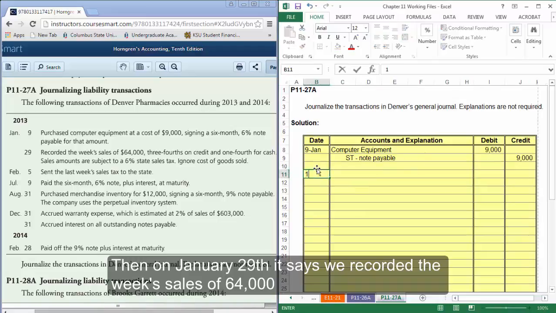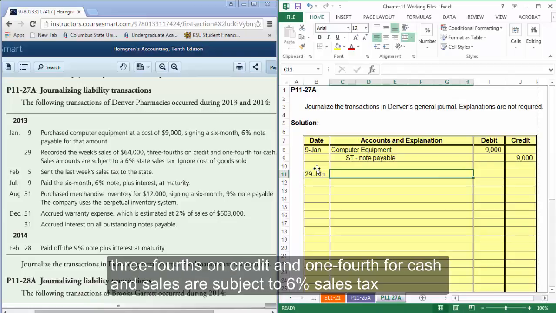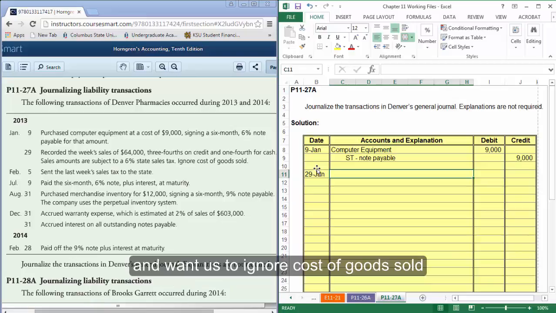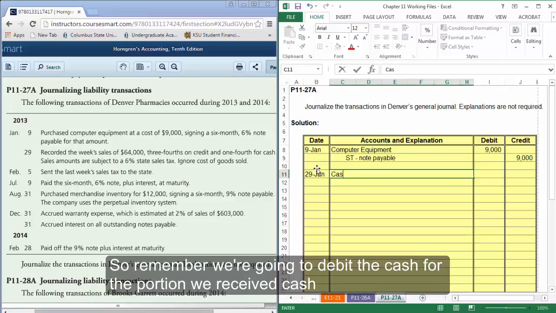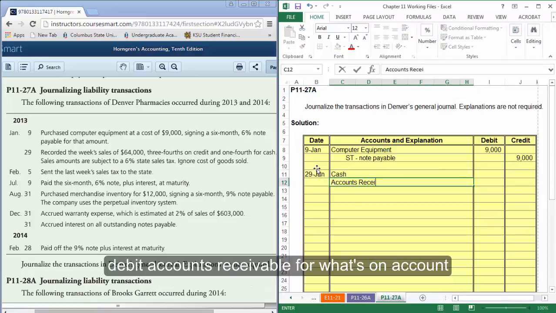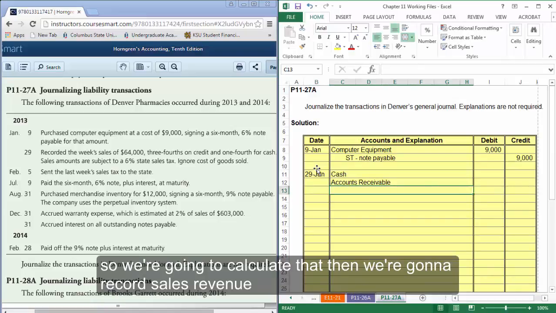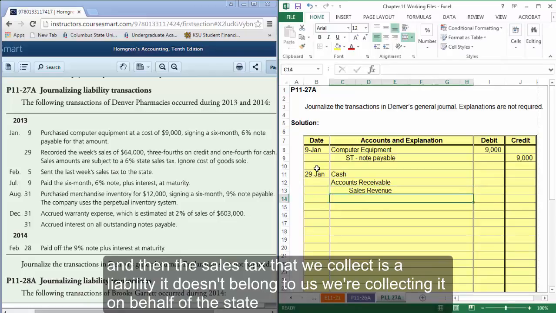All right, then on January 29th, it says we recorded the week's sales of $64,000, 3/4 on credit and 1/4 for cash. Sales are subject to 6% sales tax. They want us to ignore cost of goods sold. So remember, we're going to debit the cash for the portion we received cash, debit accounts receivable for what's on account. So we're going to calculate that. Then we're going to record sales revenue. And then the sales tax that we collect is a liability. It doesn't belong to us. We're collecting it on behalf of the state.